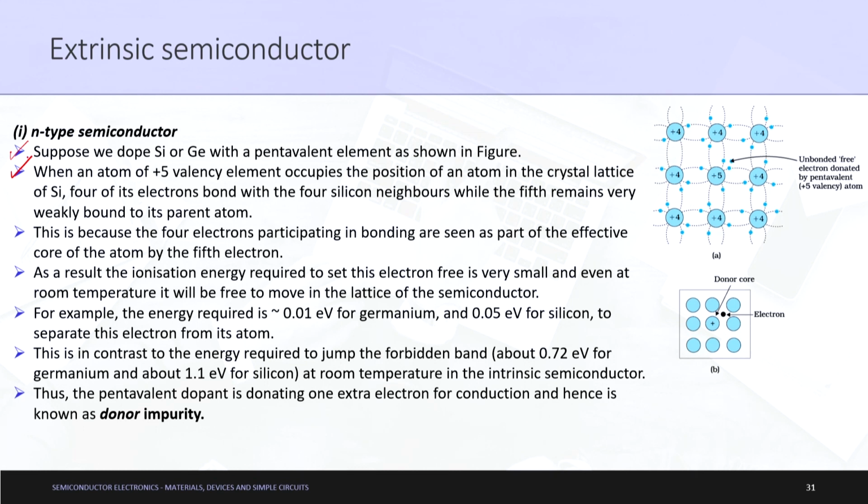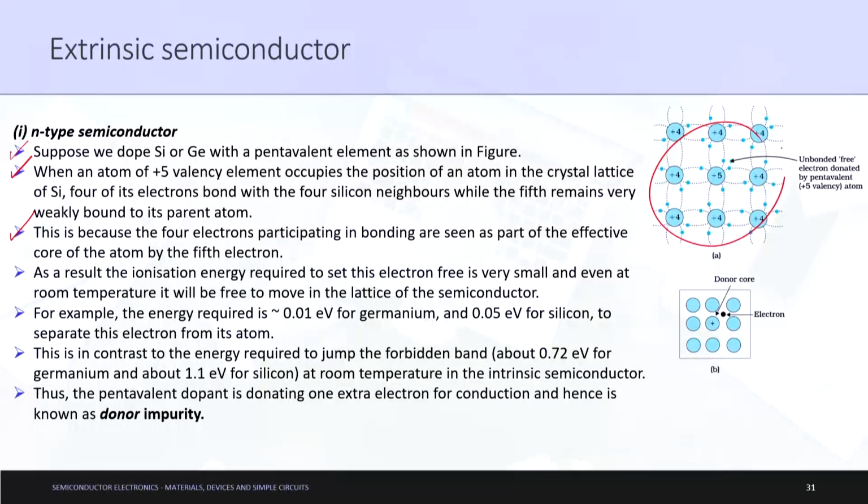This is because the 4 electrons participating in bonding are seen as part of the effective core of the atom by the fifth electron. So, just a reason is being explained here that the 4 electrons participating in bonding are seen as part of the effective core. Electrons do not know from where they are being interacted upon, like what is the parent atom of it. They just know that yes, I am an electron, there is another electron, I can covalently bond. But the fifth electron is trying to bond with something, but because there is no atom here to which it can be bonded, this leads to generation of a free electron here.